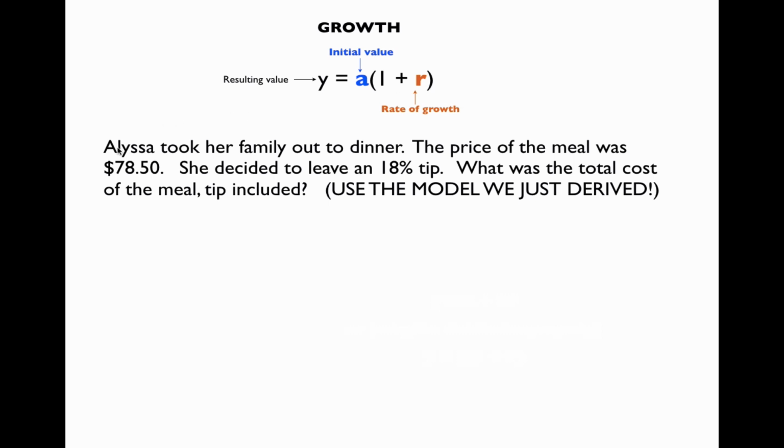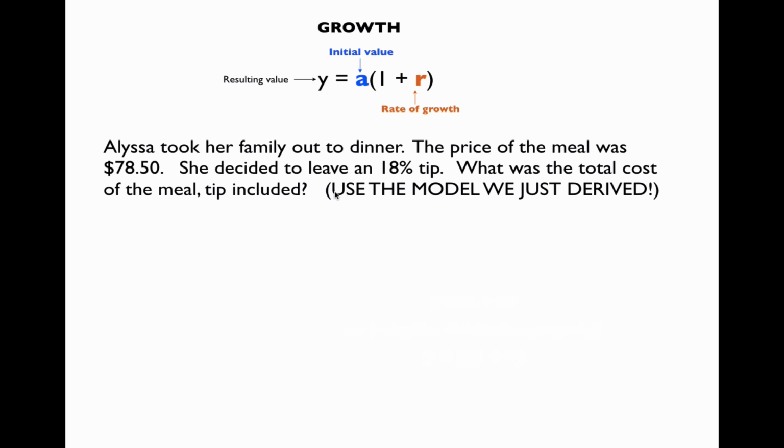So let's take a look at this in the context of a real-world problem. Alyssa took her family out to dinner. The price of the meal was $78.50. She decided to leave an 18% tip. What was the total cost of the meal, tip included?